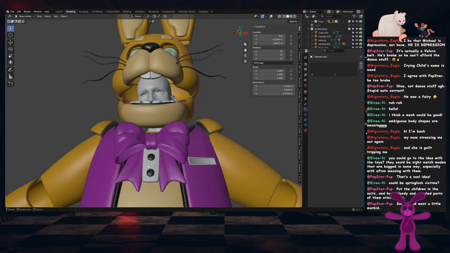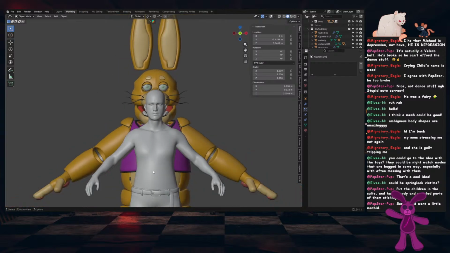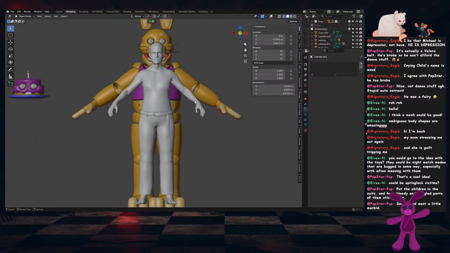You could go with the idea with the toys. They could be Night Watch modes that are bugged in some way. Yeah, except I don't want it to be that way. I want it to be fully possession, not just AI acting out, you know? Could be Springlock victims. Yeah, I could do it that way, but with these models, they don't react very well. I'm gonna be honest, and it's gonna be a pain. I do need to figure out a way to have them die one way or another, whether it's before the bite or after the bite.